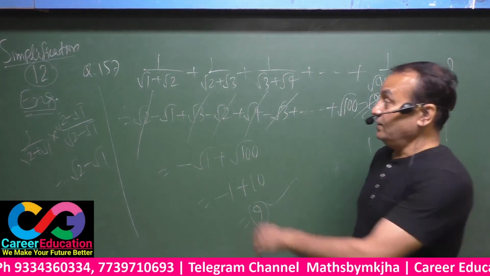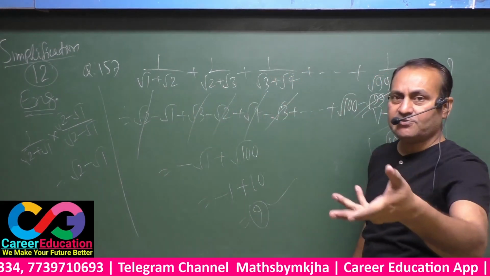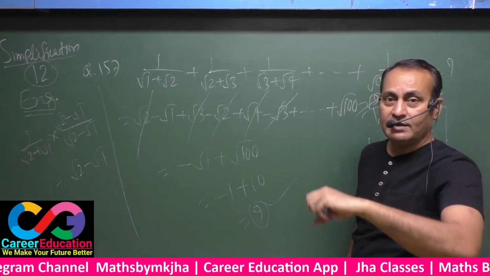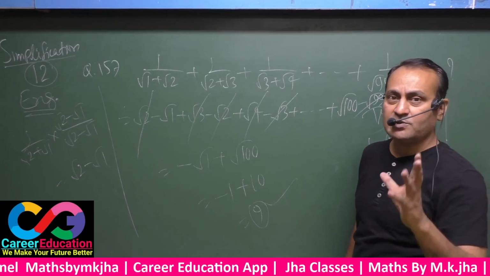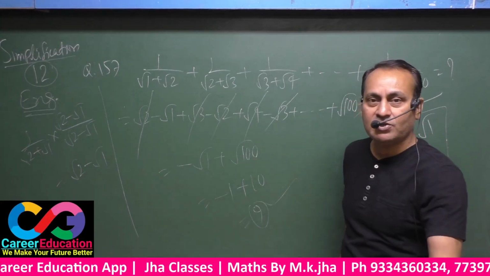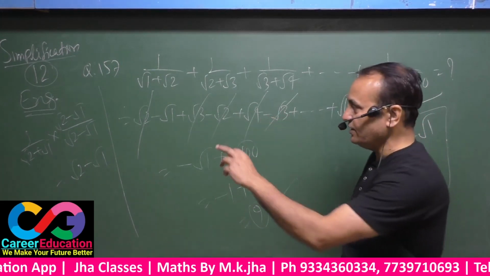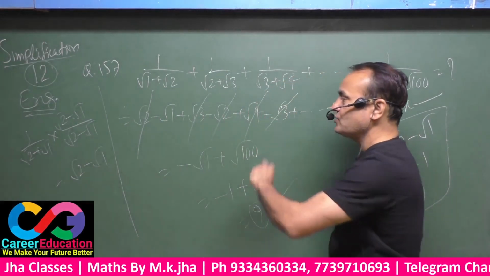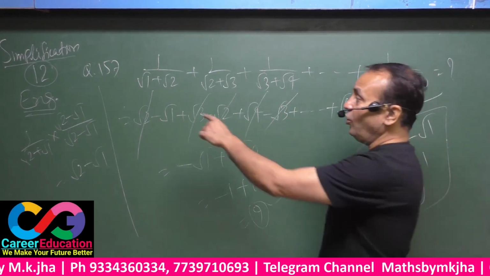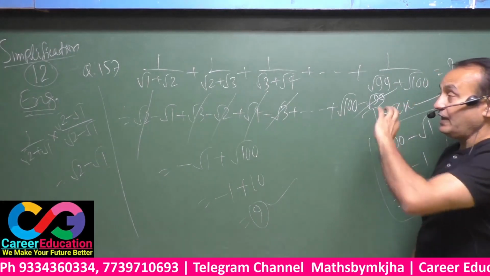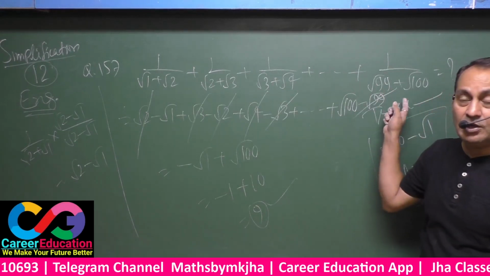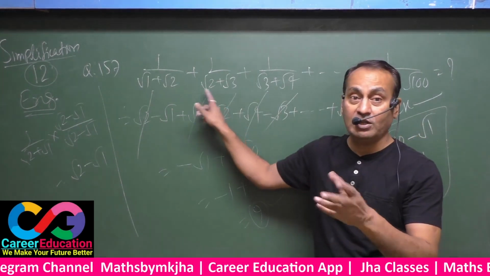See here, only the least value will remain with a negative sign and the biggest value will remain with a positive sign, and nothing else will remain. All the terms other than the minimum and the maximum will be eliminated due to the same magnitude having plus and minus. See here, this is plus root 2, this is minus root 2, it will be cancelled. This is plus root 3, this is minus root 3, it will be cancelled. Only this will be remaining and this will be remaining, as this has not been repeated. All the terms in between have been repeated here.